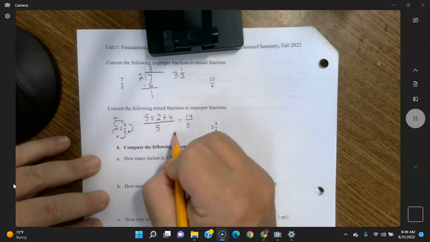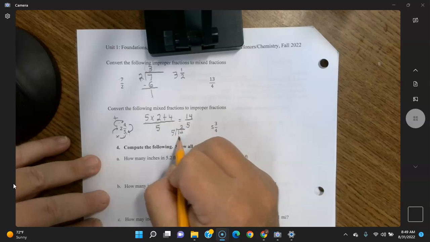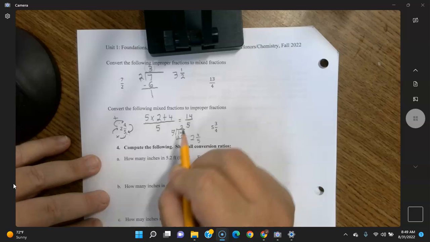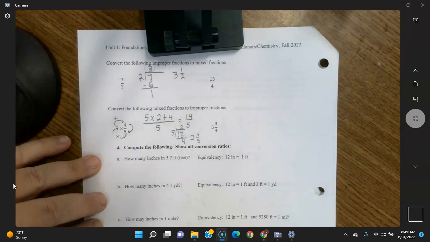If you want to prove that that's correct, just do what we did up here. 5 divided into 14. 5 goes into 14 2 times. 2 times 5 is 10. Subtract, you get 4. So you get 2 and 4/5. You don't have to do what I just did. I'm just showing you that, yes, you end up back where you started. So you do these two.